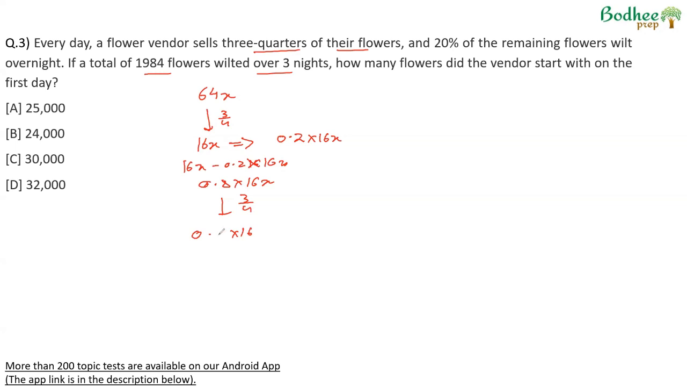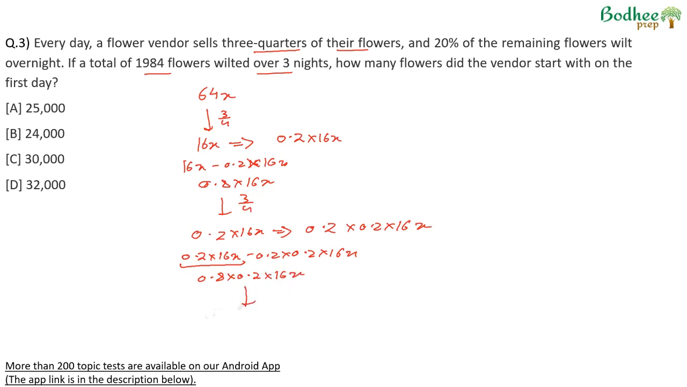0.8 into 1 by 4 is 0.2 into 16x. Over the night, 20% of this, so 0.2 into 0.2 into 16x, gets wilted. Therefore, the number of flowers remaining for day 3 will be 0.2 into 16x minus 0.2 into 0.2 into 16x. Taking 0.2 into 16x common, this comes out as 1 minus 0.2, so 0.8 into 0.2 into 16x. These are the flowers left.